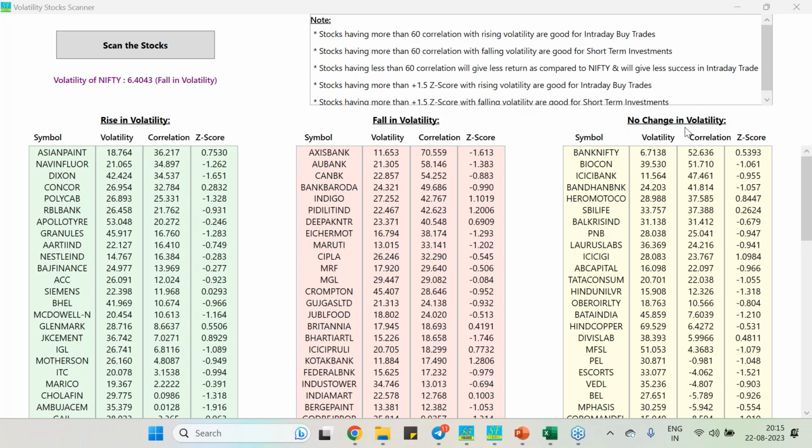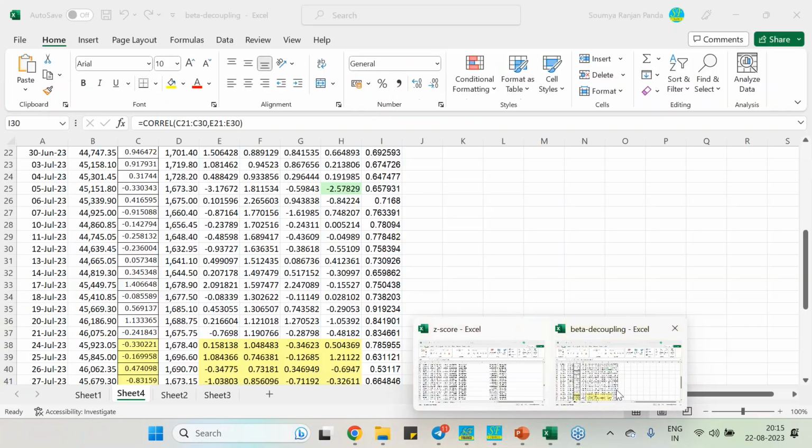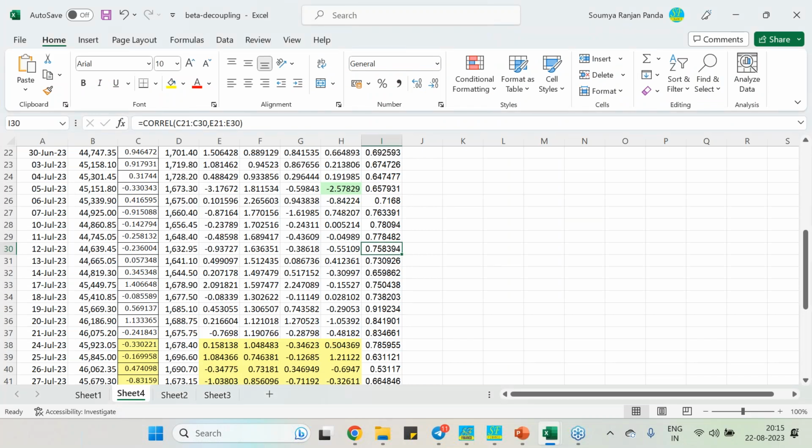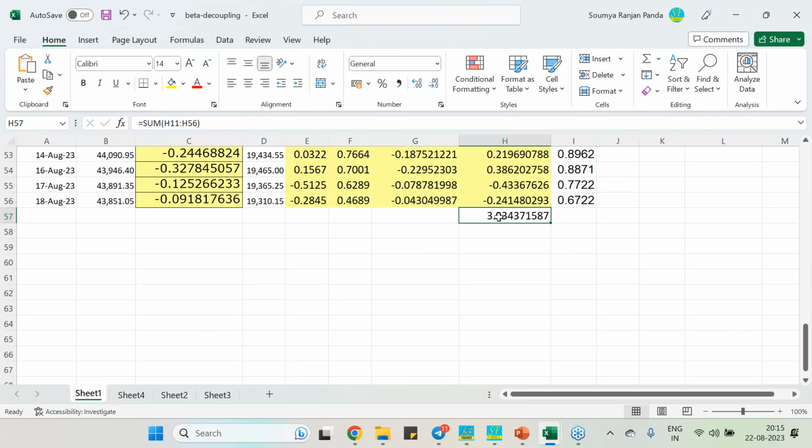Anything that happens has to rebalance. It may take sometimes 10 days, sometimes 5 days, sometimes a few months, but wherever the Z score imbalance is there, it has to rebalance. Whatever the beta decoupling value is, it has to balance. There is no other way. I am telling you with high confidence it has to balance.